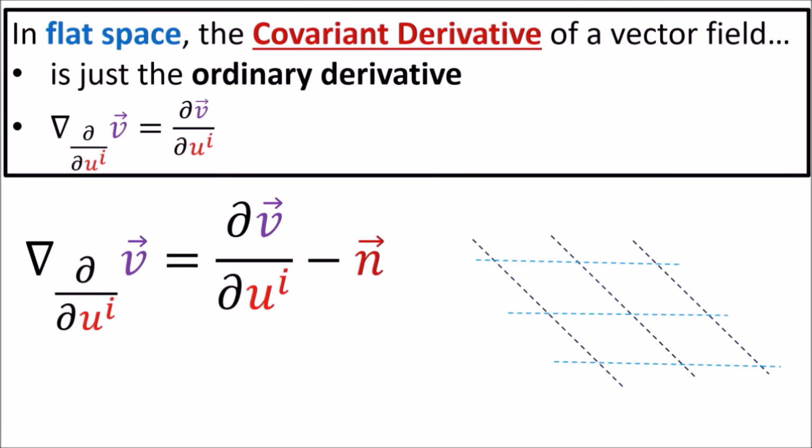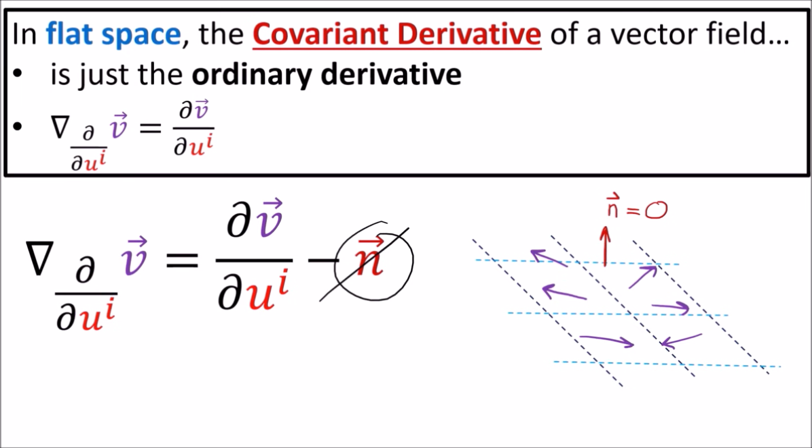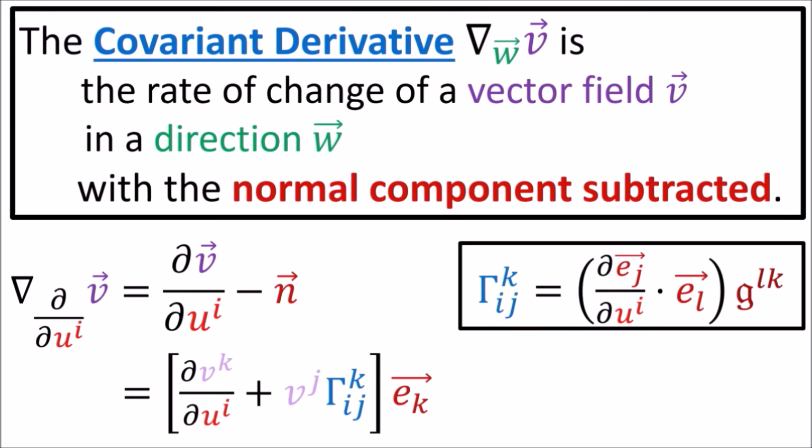But if you think about it, when we're working in flat 2D space, since all the vectors live in the flat 2D plane, we're guaranteed that there's no rate of change in the normal direction. So the normal part of the rate of change of the vector field just goes to 0 anyway. So really, our definition of the covariant derivative as the rate of change of a vector field with the normal component subtracted, this definition works for both curved spaces and flat spaces. It's just that in flat space, we have the special case where the normal component of the rate of change is 0.